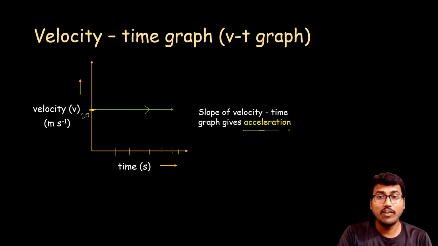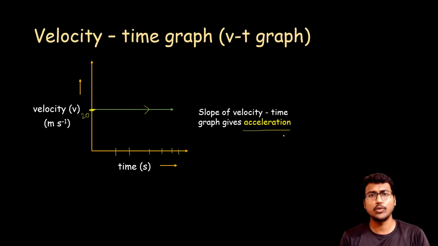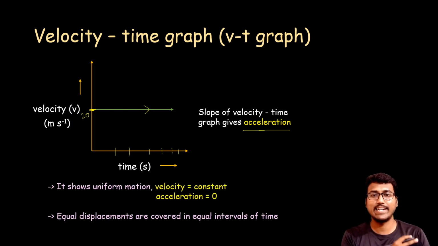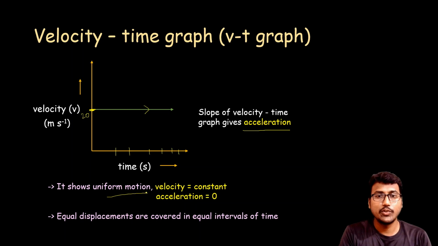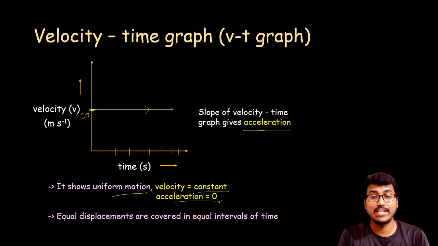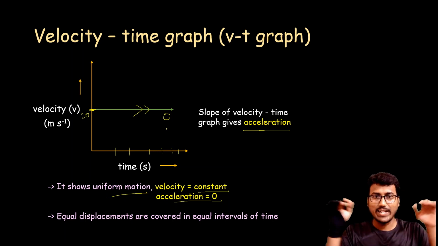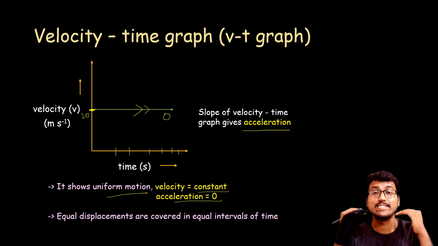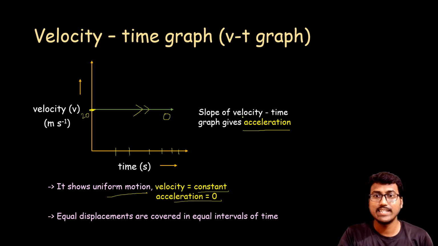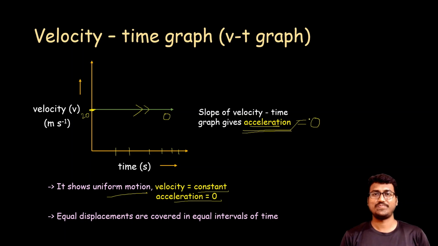That means it is an example of uniform motion. And the slope of velocity time graph will give you acceleration. You know how to find out slope, right? So the slope of velocity time graph will give you acceleration. Next, it shows the uniform motion and the velocity is constant. When the velocity is constant, acceleration is zero. Can you find out slope of this line? What is slope of this line? Zero, right? y2 minus y1. So y-axis is not at all changing. So slope is zero. That means acceleration is zero.